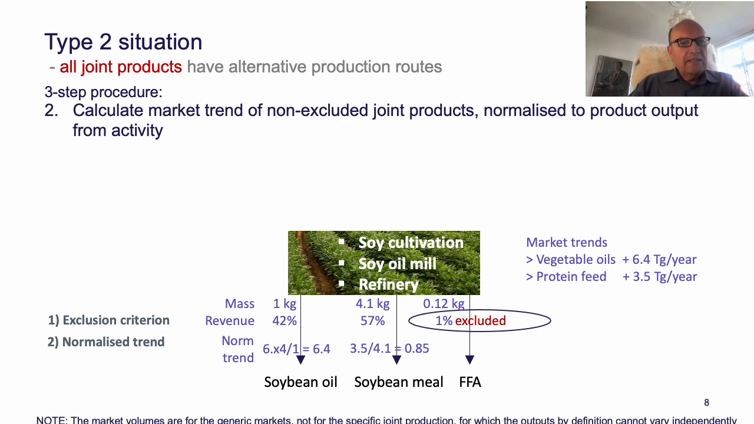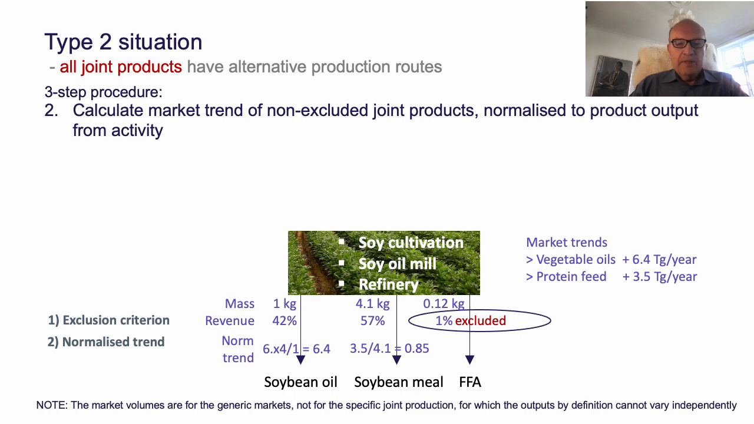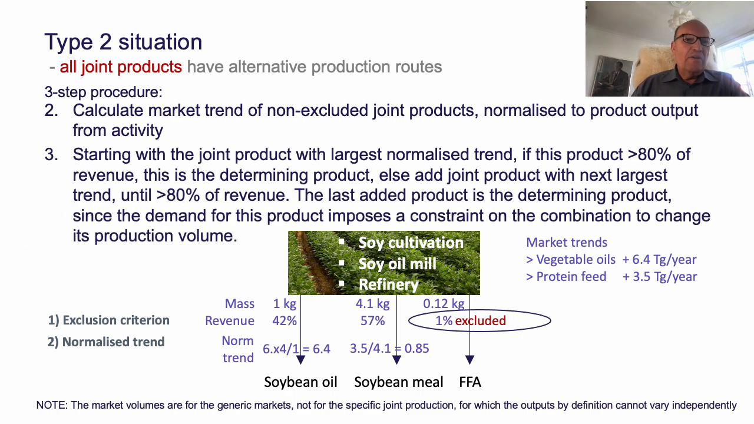We are using that in the 3rd step of the procedure, namely that of starting with the joint product with the largest normalized trend, in this case the soybean oil, and looking at, does this have enough revenue in itself? Well, we already talked about that it did not. So that cannot be determining in itself.